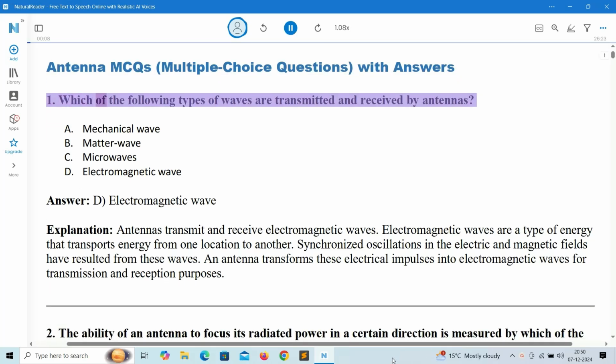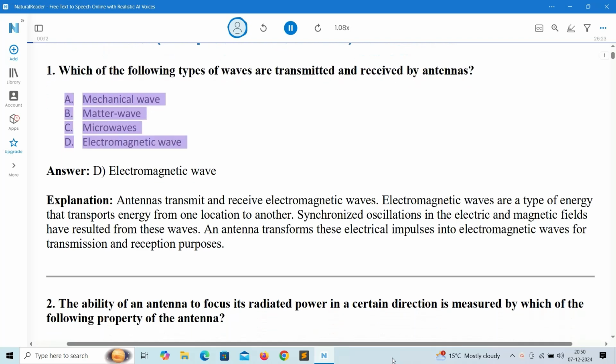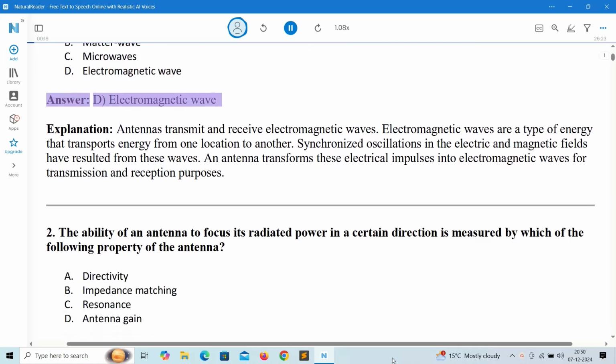1. Which of the following types of waves are transmitted and received by antennas? A. Mechanical wave. B. Matter wave. C. Microwaves. D. Electromagnetic wave. Answer: D. Electromagnetic wave.